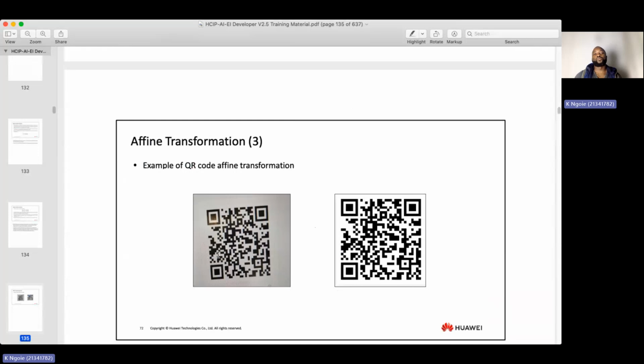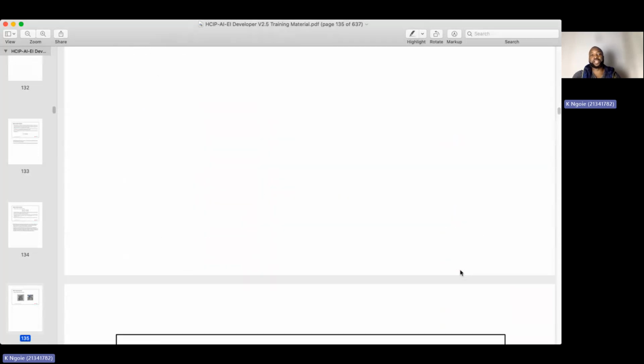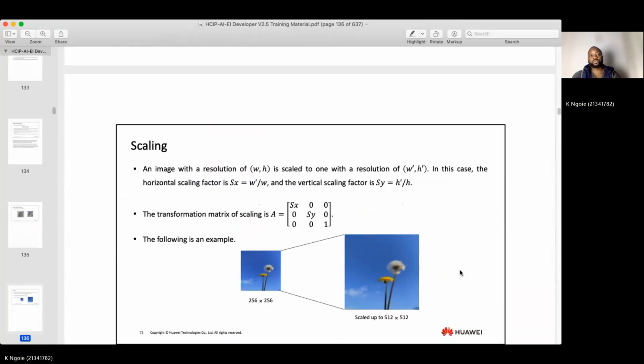So the ratio can change. That means that everything can be enlarged. So the width and the length can be enlarged at the same ratio. So yeah, that is an affine transformation there.